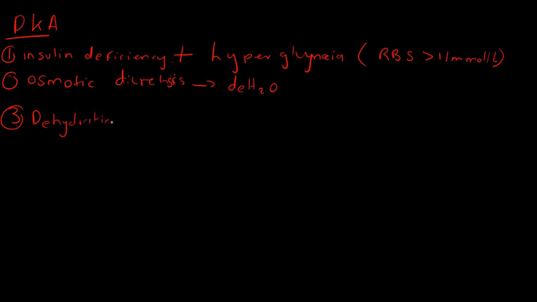Now keep in mind that dehydration at the level of DKA more or less is going to present as severe dehydration. So most of the patients are going to be coming in with severe dehydration. And remember when we talked about the different types of dehydration, we have no dehydration, some dehydration, and severe dehydration. And in severe dehydration, the assumption is that someone has lost more than 10% of their body weight.